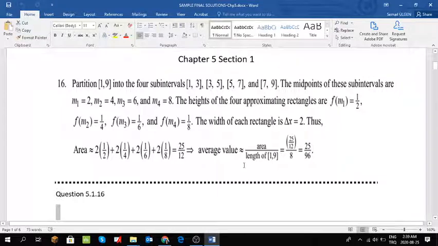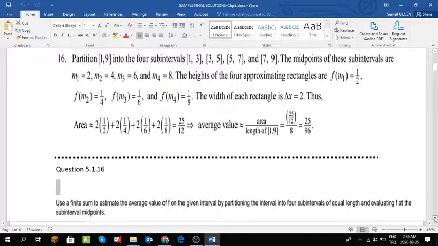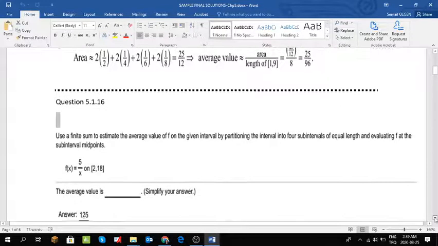And how would you find the average value? Average value is the area over the length of the interval. The area is 25 over 12, the length of the interval is 8, so 25 over 96 is the answer. Let's look at the second question.